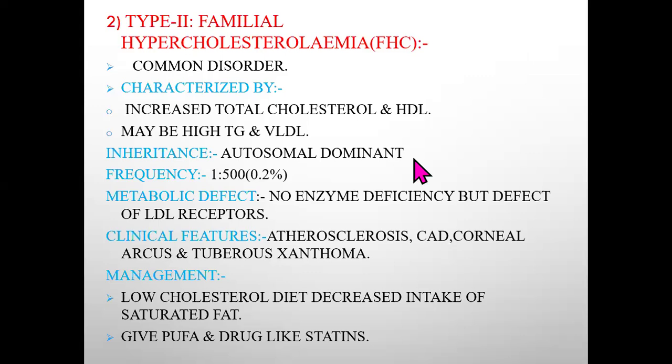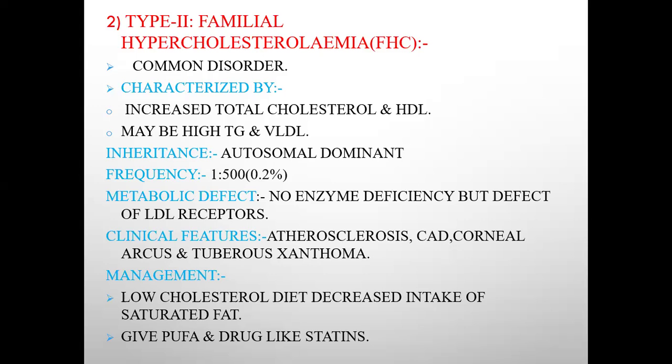Okay, let me quickly revise type 2 familial hypercholesterolemia. This is a common disorder characterized by increased total cholesterol and low density lipoprotein, and there may be high triacylglycerol and very low density lipoprotein. Its inheritance is autosomal dominant, and frequency is 1 in 500, and the metabolic defect is no enzyme deficiency, but a defect of low density lipoprotein receptors.